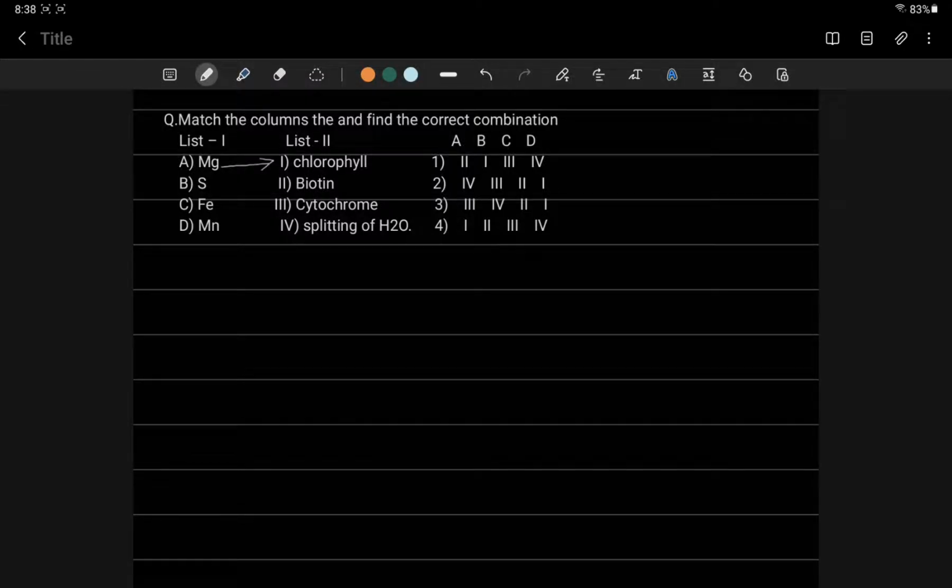This is a match the following type of question. We have been given here two lists. List 1 includes the elements. List 2 contains the concerned components.